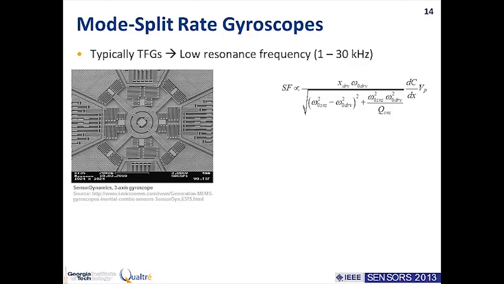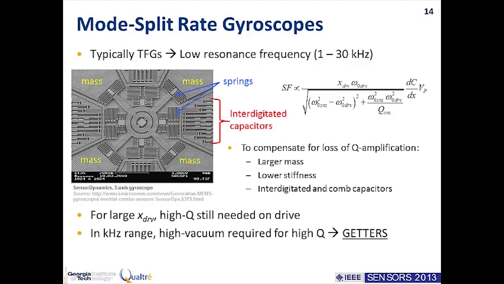So as we said, to reduce that, we need larger mass and lower stiffness, and we can see this in this particular example. We see a lot of regions that consume a lot of area, but give us a lot of mass to reduce that frequency. And we see these serpentine type of structures that really give us a very low spring constant, and that way we can reduce our omega naught of the sense to get a much larger scale factor.